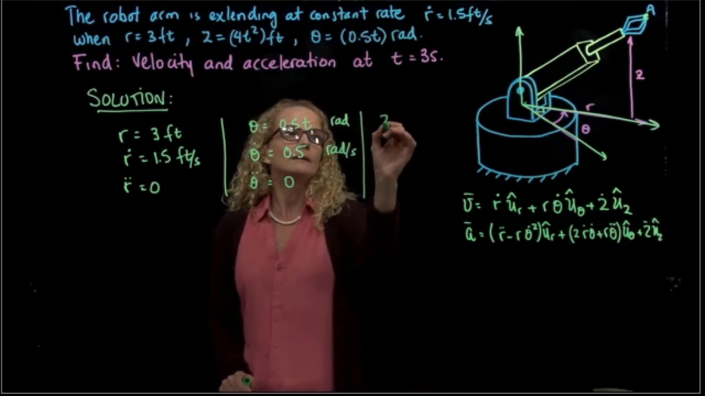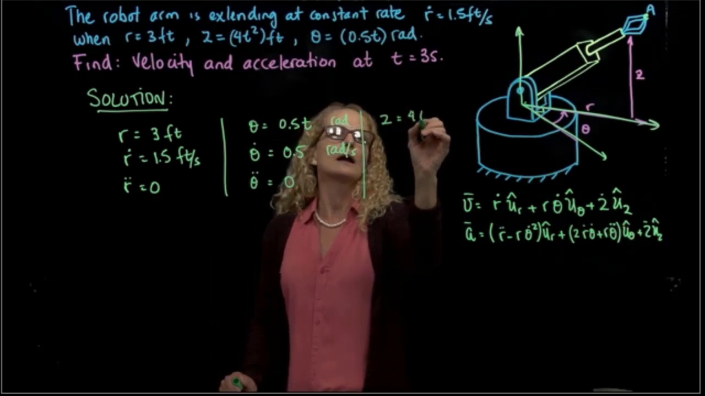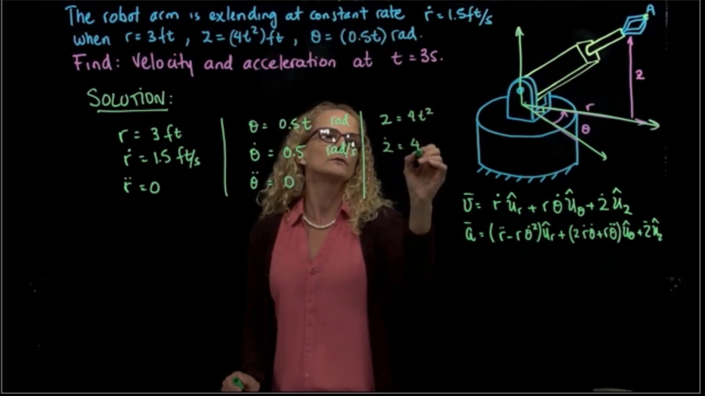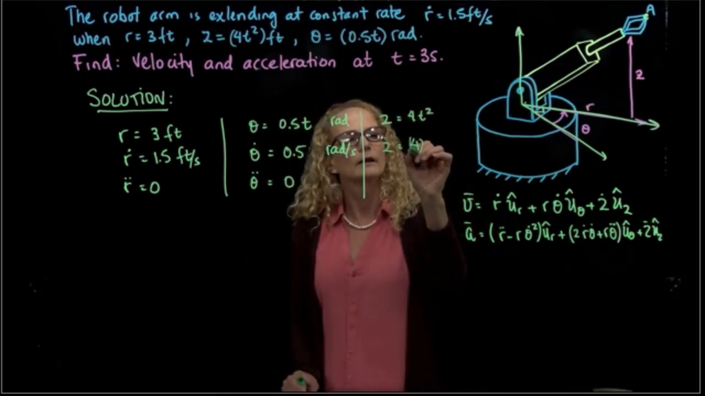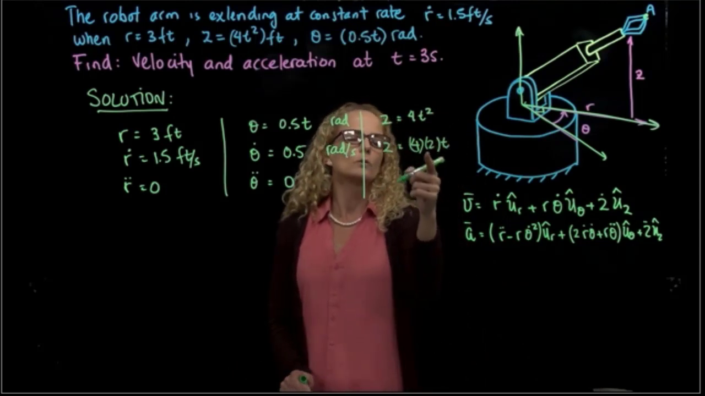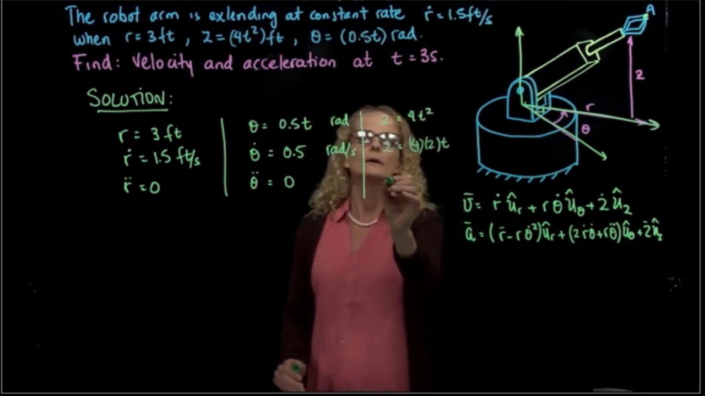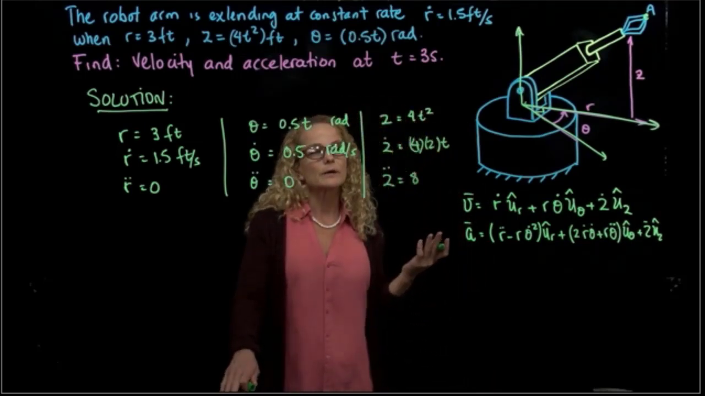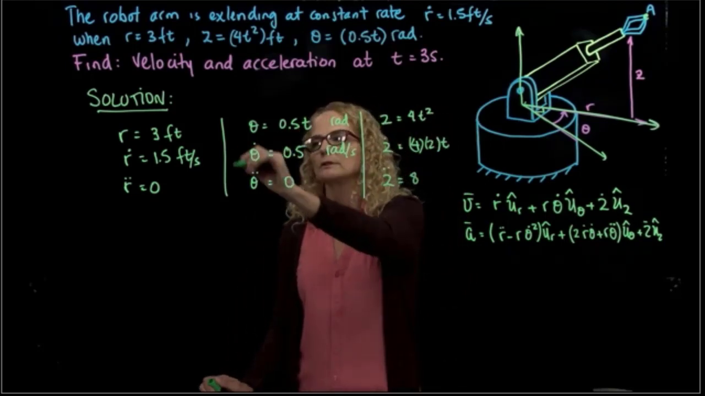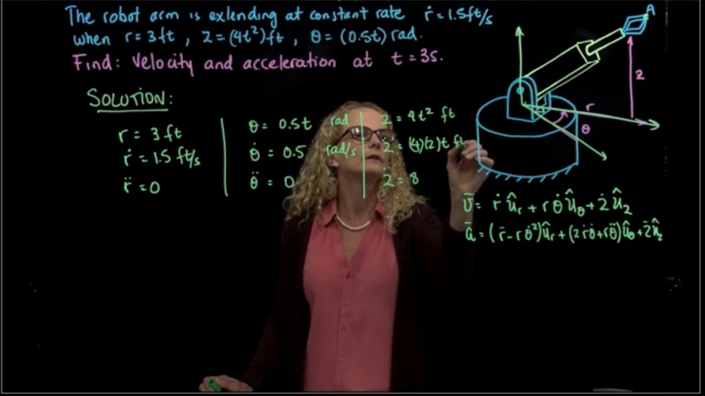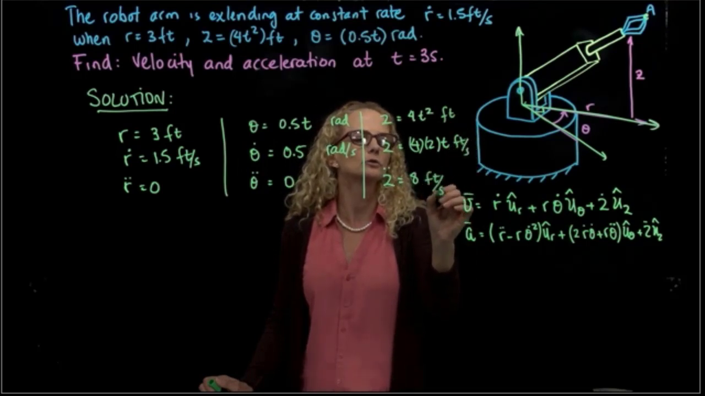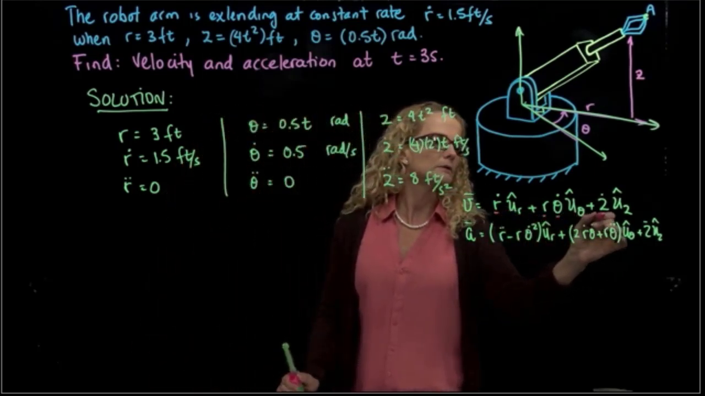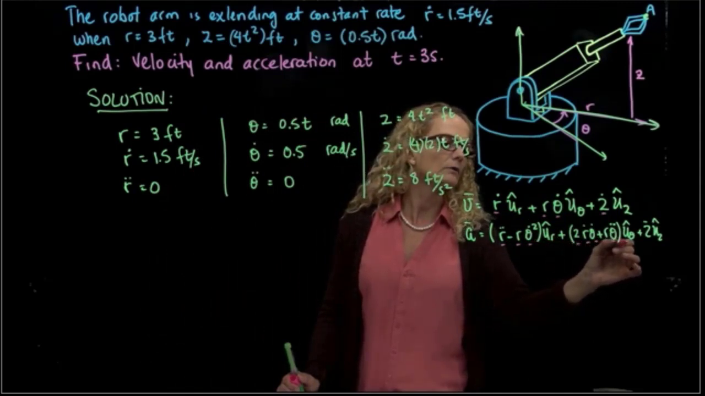Then we have z, which is 4 times time squared. So z dot will be equal to 4 times 2 times time, and z double dot will be equal to 8. Let me put the units in: z dot is feet per second, and z double dot is feet per second squared. As you see, we have all the components.